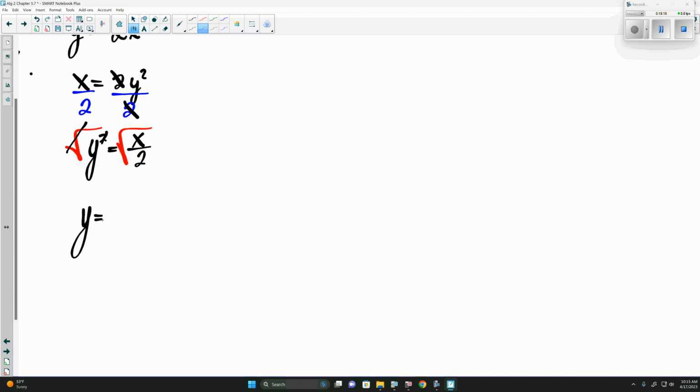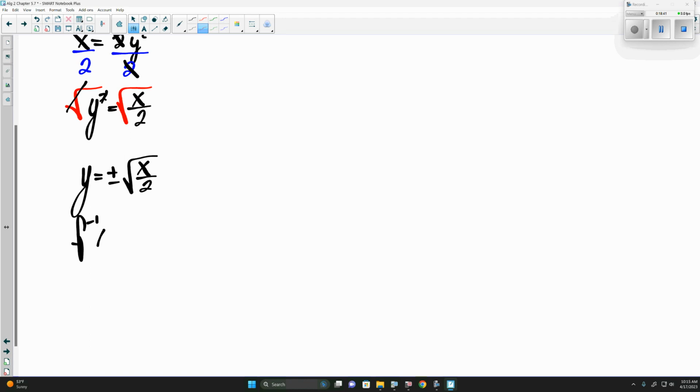However, whenever we take the square root of both sides, we have to add a plus or minus. If we square both sides, we do not. If we take an even root of both sides, we add the plus or minus. So that's telling us that f inverse of x is equal to plus or minus the square root of x over 2.